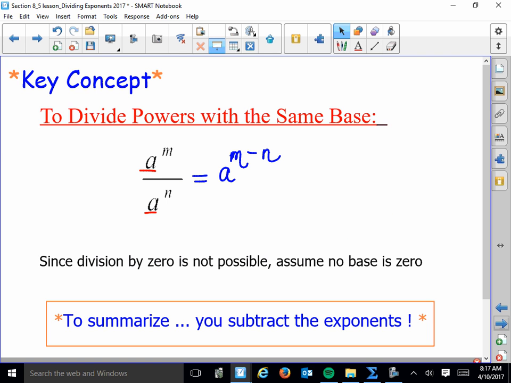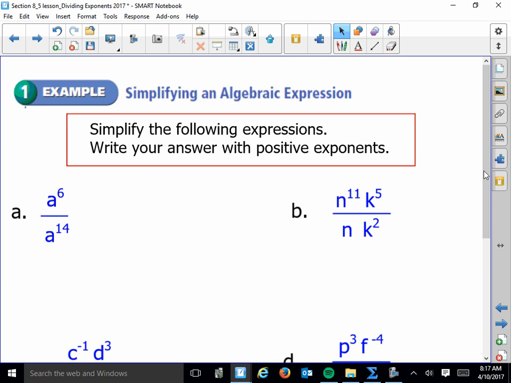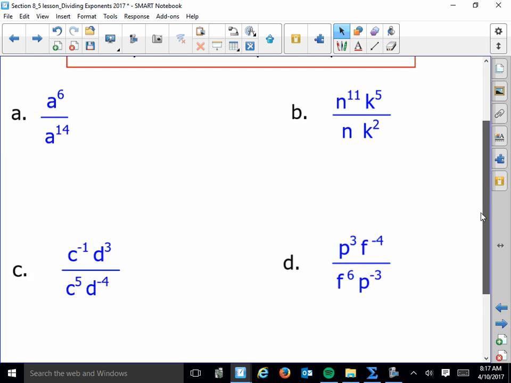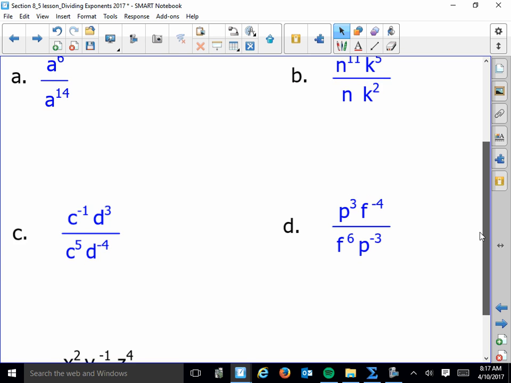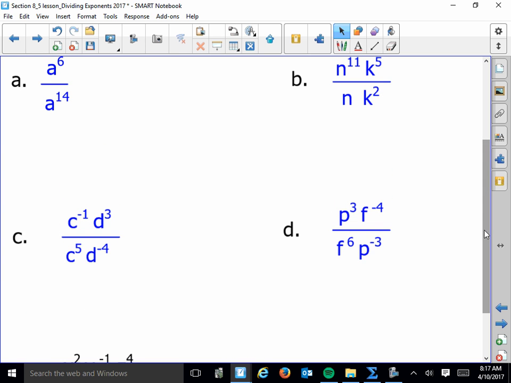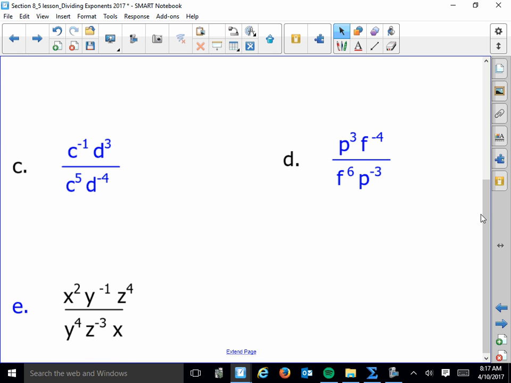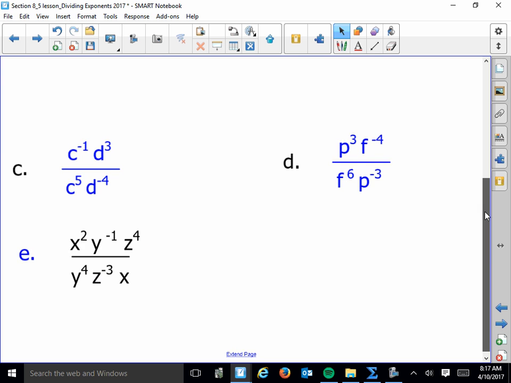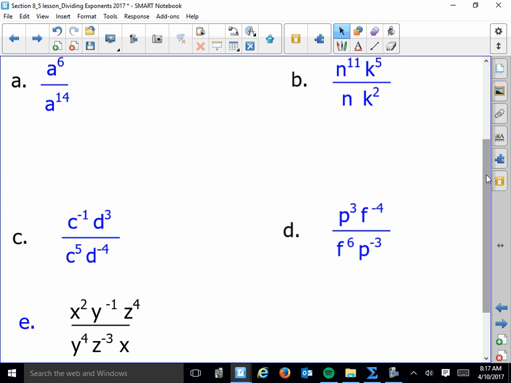Let's do some practice problems. I think I have 5 problems here. I want you to simplify the following expressions and write your answer using only positive exponents. All right, so I have 5 problems. I'd like for you to write these down and work through them. And then when you've attempted them, go ahead and press play.